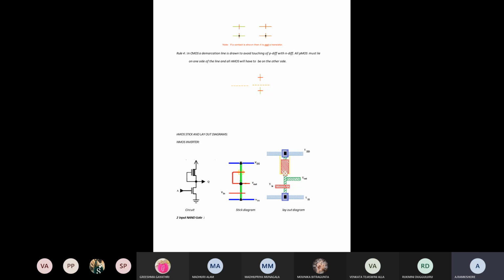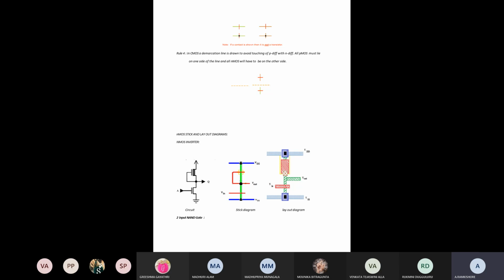If the question is in terms of a layout diagram, you have to draw these three designs: the transistor design, the stick diagram, and the layout diagram. In this way we have to answer these questions.